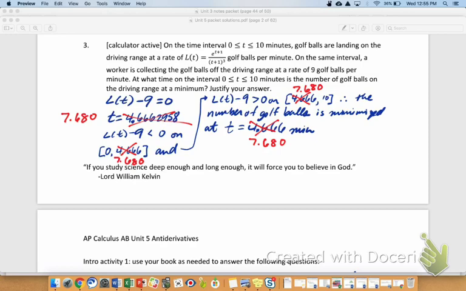Do y'all see why I would call this a water tank question? Rate in minus rate out. I mean, it's golf balls and it's grass, but it's still rate in minus rate out. Or maybe this one should be rate on versus rate off, right? As far as on the driving range versus off the driving range. Whatever. Okay, so you're totally fine, or you're thinking of a question.